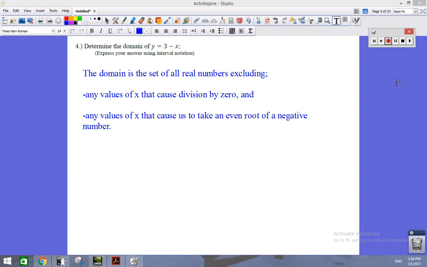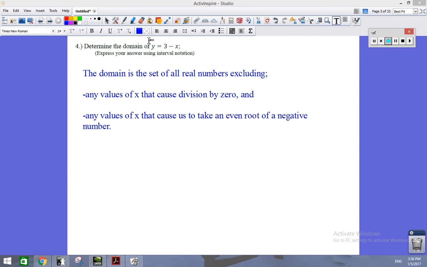All right, so I'm back. So you can see that I typed this out for you. The domain is the set of all real numbers, excluding any values of x that would cause division by zero, and any values of x that would cause us to take an even root, like a square root of a negative number. Well, in this problem, I don't have any variables in a denominator, and I don't have any variables underneath the square root.